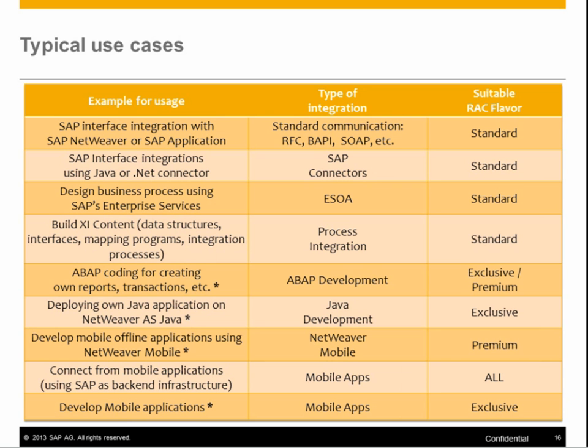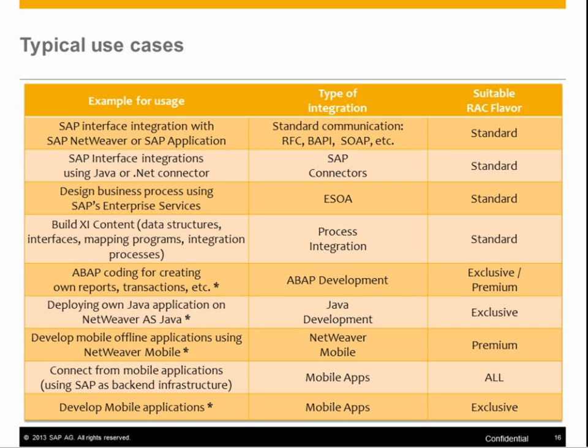Then when it comes to development on the SAP platform, that means doing ABAP coding, building your own reports, transactions, or something else. For that, the exclusive or premium flavor is the suitable one. And also for that, as already mentioned, a particular SAP license needs to be in place and the license keys need to be assigned to the system that is provided.